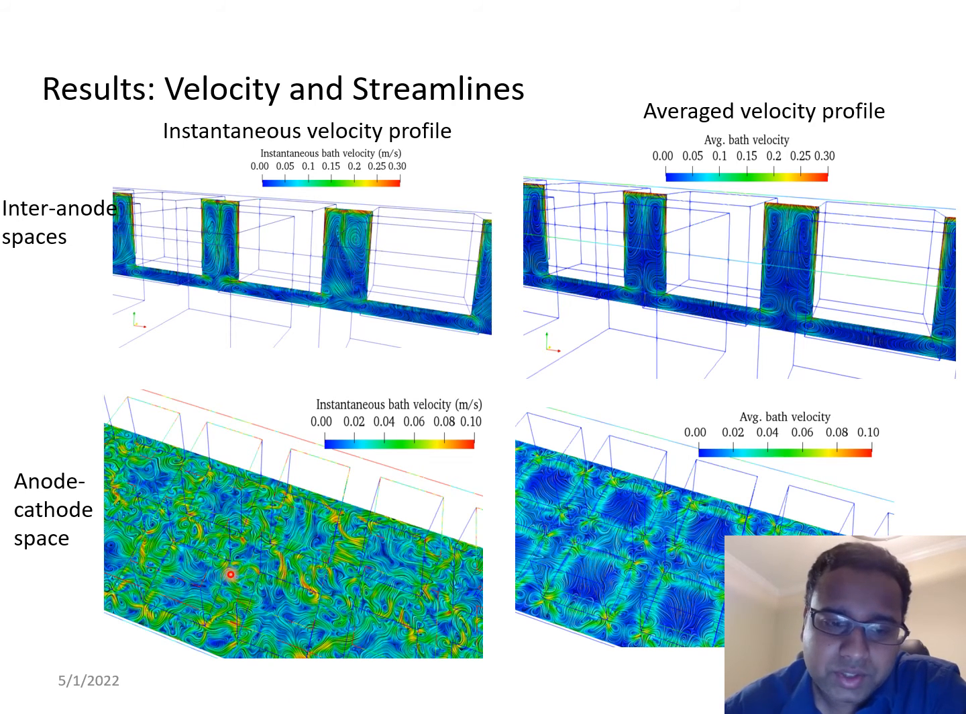And on the bottom you can see a cross section of the anode-cathode space, and these are the velocity and streamlines predicted by LES in this space. And you can see that the size or length scale of these vortices is much smaller compared to the vortices found in the inter-anode space.